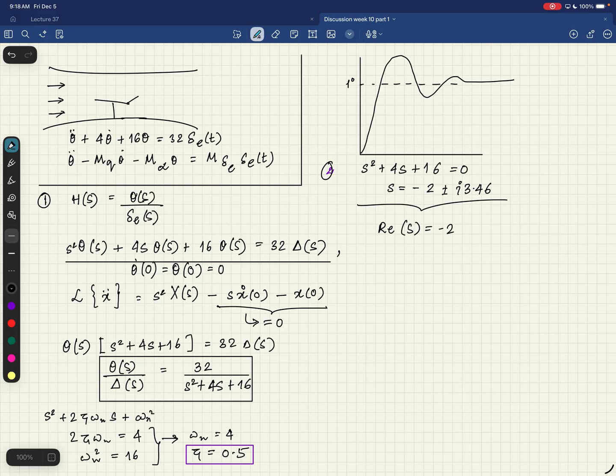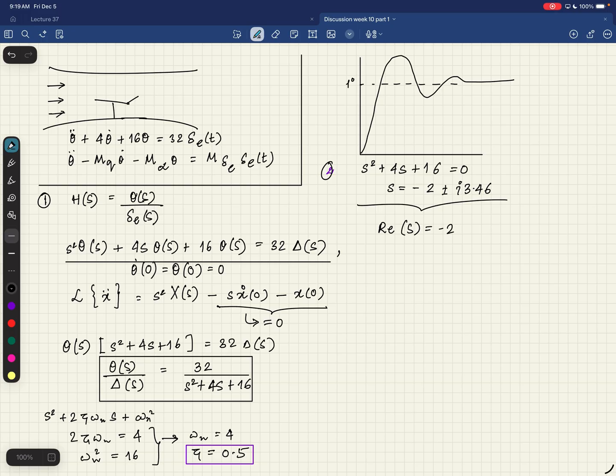What does this tell you about the response of the system? What does the real part tell you about the response of the system? Yes, if it's stable, it doesn't blow up, correct. And what does the imaginary part tell you? Oscillation. Yes, it means that it will stabilize and go to a steady state value, but not directly. There will be some overshoot, right?